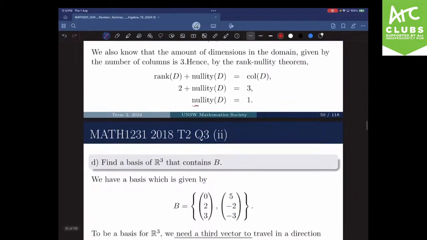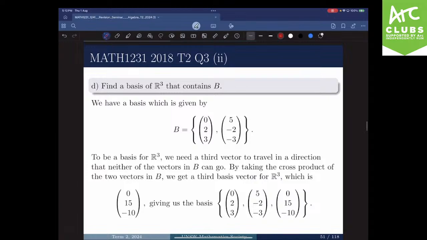And from there, we can look to find a basis of R3 that contains B. So we already have this basis for our image, but we just need one more vector. For this to be a basis, we basically need a third vector that is linearly independent of both of the vectors. An easy way to do this is just to take the cross product of the 2 vectors. If you evaluate it, the cross product will just be this vector (0, 15, 10). And thus we get this basis here.